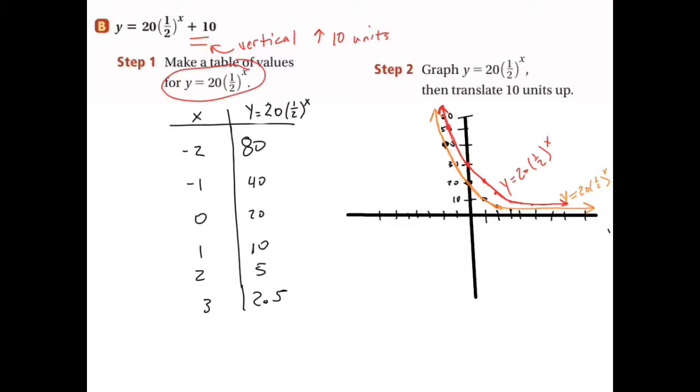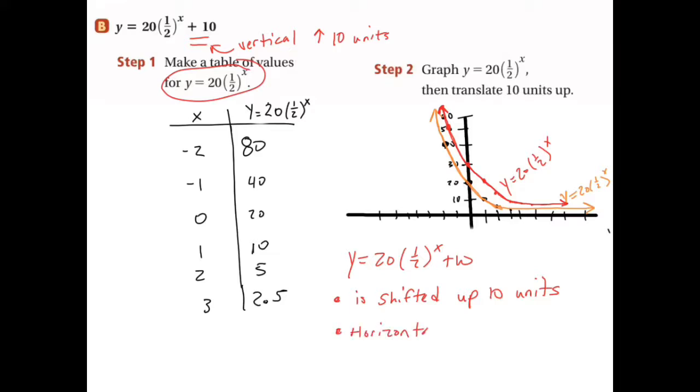But the big comparison piece you're trying to get across here is, how are these different? Well, y equals 20 times 1/2 to the x power, and in this case it has plus 10, is shifted up 10 from the parent function, but at the same time, our horizontal asymptote is now moved as well.